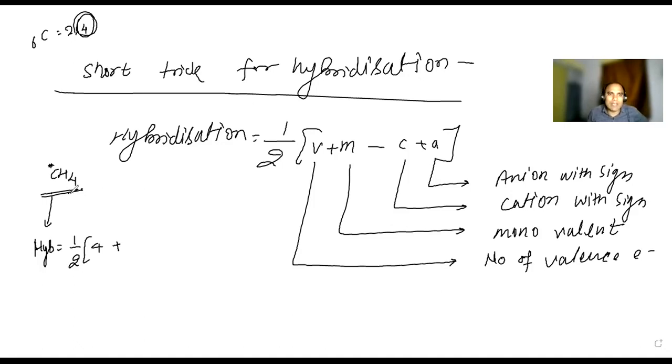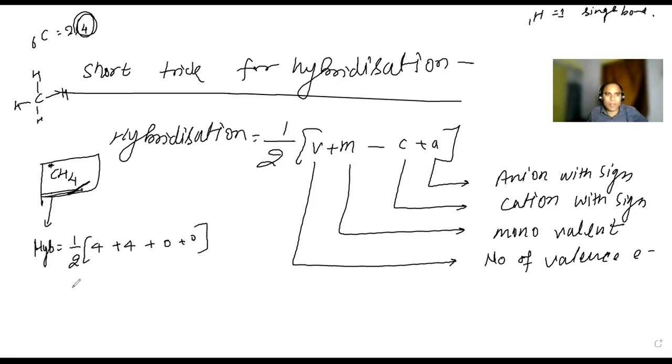How many monovalent atoms are there? Hydrogen always forms a single bond because it has one valence electron. So how many single bonds is it forming? In CH4 you can understand now, how many bonds is it going to form? That is 4 single bonds. So here it is 4. Cation, if you are talking about cation, there is no positive charge on this compound. So cation is 0 plus anion is 0.